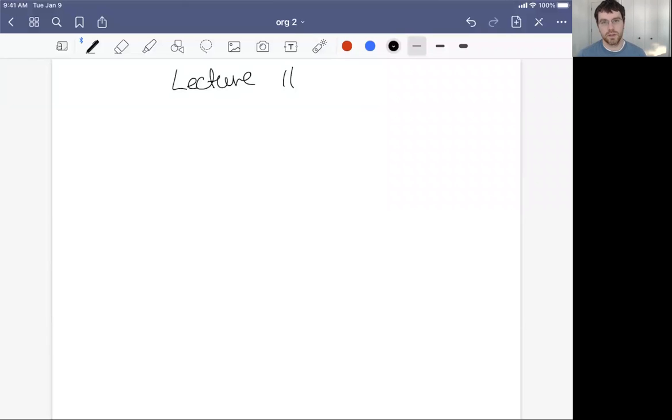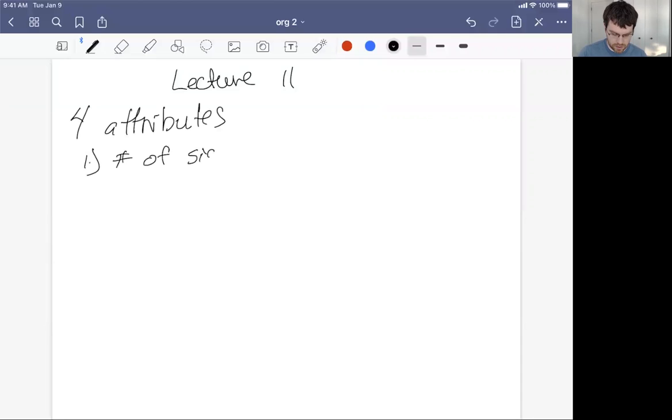In this lecture, I want to look at the other attributes related to NMR spectroscopy, that is, the attributes of the data that you acquire when you do an NMR spectroscopy experiment. And so let me just lay out the four attributes. Number one is going to be the number of signals.